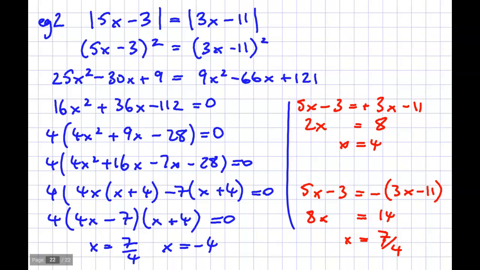Sorry, there's a slight mistake there. Hang on, it's minus 8, minus 4. Minus 11 plus 3 gives you minus 8. Halve that, you get minus 4. So either solve it twice, once with the right-hand side, for the sake of argument, positive, and then take the negative version and solve each of those, or square both sides.